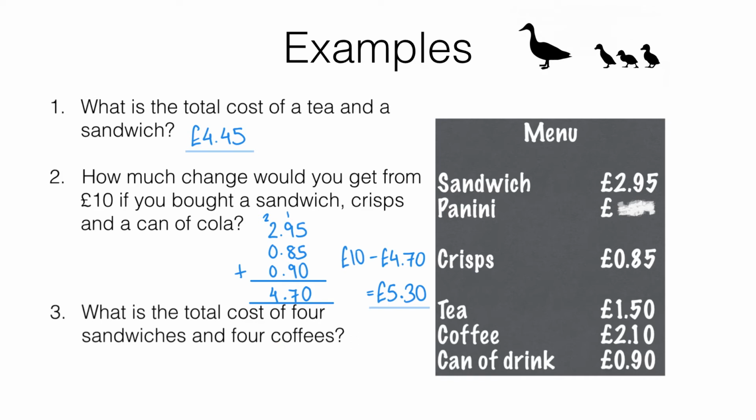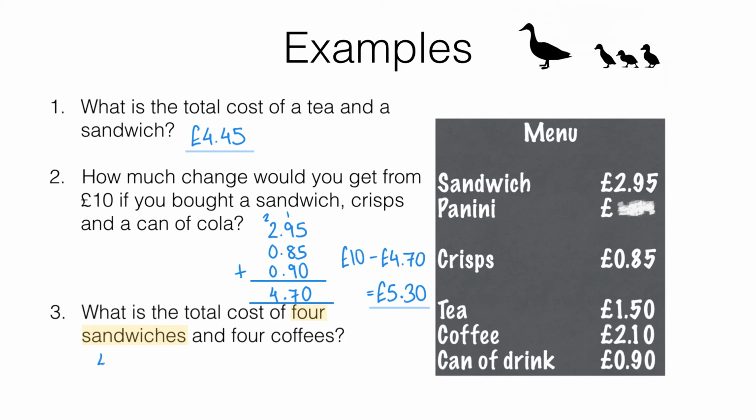Now, in question 3, we need to work out the total cost of 4 sandwiches and 4 coffees. Now, there is a little bit of a shortcut you can take with this question, but I'm not going to do that. I'm going to work out the cost of 4 sandwiches, and I'll write that down. Separately, I'll work out the cost of 4 coffees, and I'll write that down. And then I will add the two totals together.